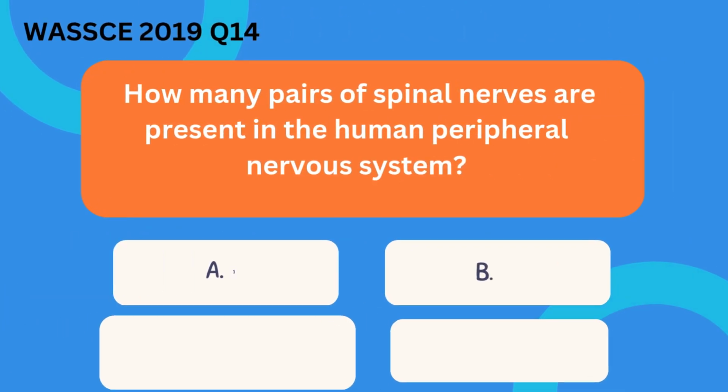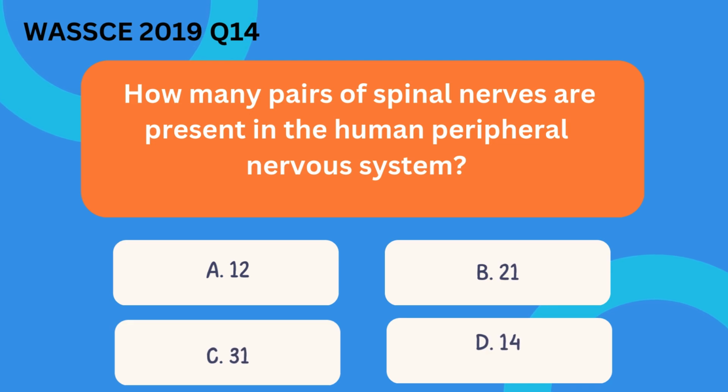The next question is from WAEC 2019, question 14, and it says, how many pairs of spinal nerves are present in the human peripheral nervous system? A. 12, B. 21, C. 31, D. 14. How many pairs do you think there are?